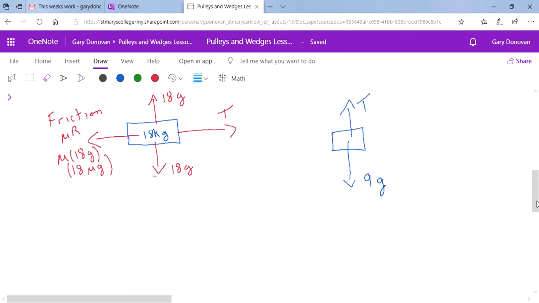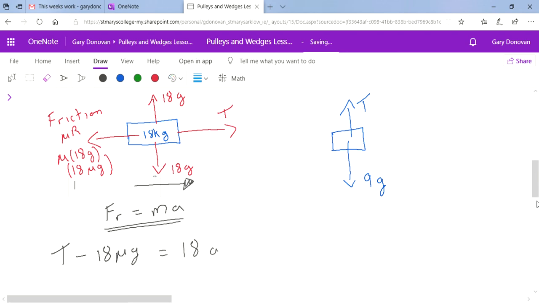Next thing we always do is we use our F equals ma equation, and you should be used to this at this stage. If this particle is moving to the right, it means that the T is bigger than the friction. So our resultant force equation will be T minus 18 mu g equals its mass, which is 18 times a. For this one, it's moving down with an acceleration a, so the 9g force is going to be bigger than the T force, so it's going to be 9g minus T equals 9 times a. And the first question was to find T.